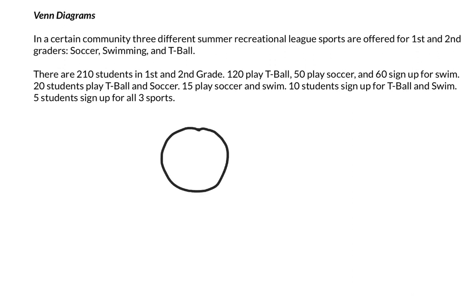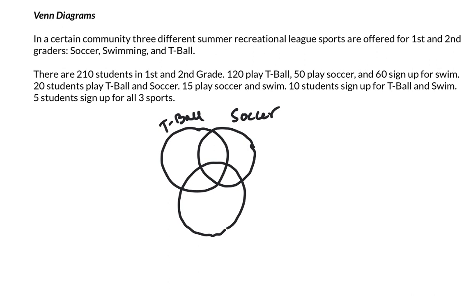So we're going to have a t-ball, we're going to have a soccer, and we're going to have a swim circle. Okay. Now, I'm going to start kind of reading the whole thing before I write anything down. We've got 120 that play t-ball. We've got 50 that play soccer, 60 sign up for swim.